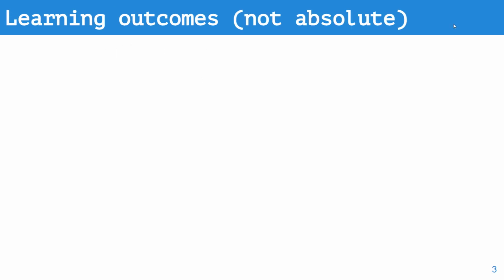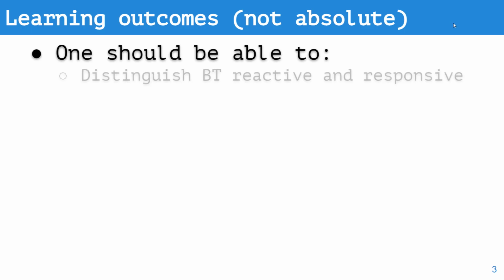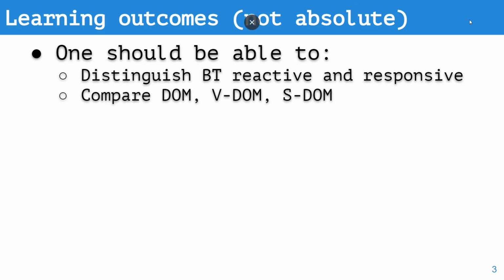So the learning outcomes for today's lecture, although not an absolute list, would be, by the end, we should be able to distinguish between reactive and responsive, compare DOM, VDOM, and SDOM, V being virtual DOM, S being shadow DOM, DOM being DOM, the actual real DOM.